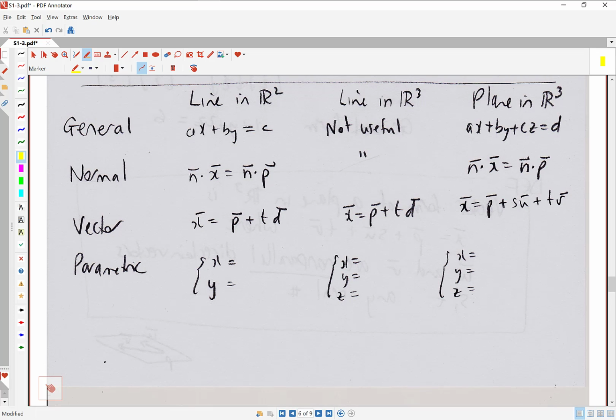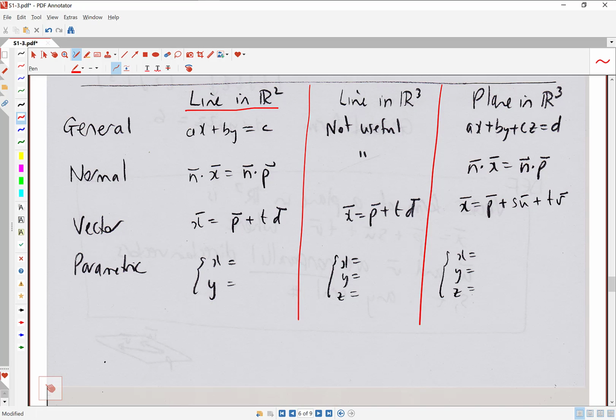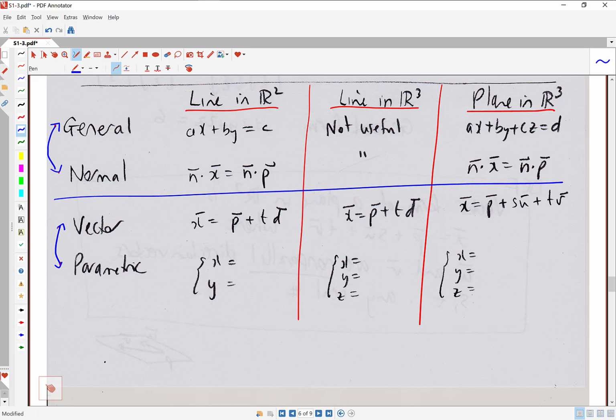So now we can do a big summary of everything we've said so far. I would point out that there are 3 types of objects that we have described. We did the line in R2, then we did the line in R3, and then we did the plane in R3. And for each of those 3 objects, there are potentially 4 different forms, 4 different ways of writing down that object. So I would think about just drawing a line here because the general and normal form are quite closely related, and the vector and parametric form are also quite closely related.